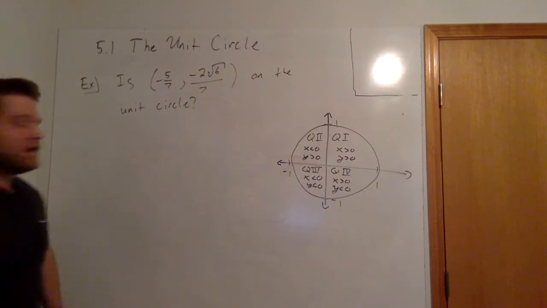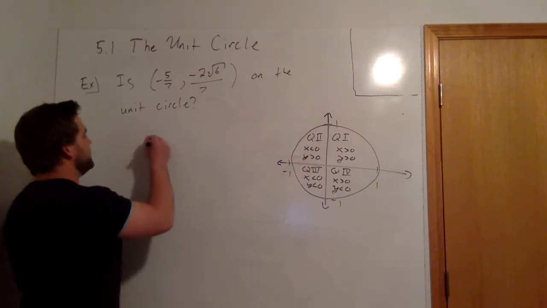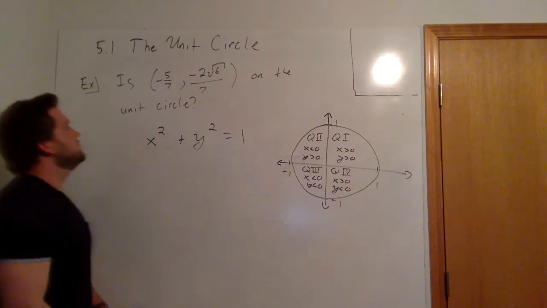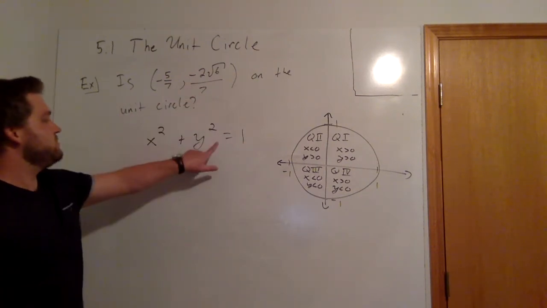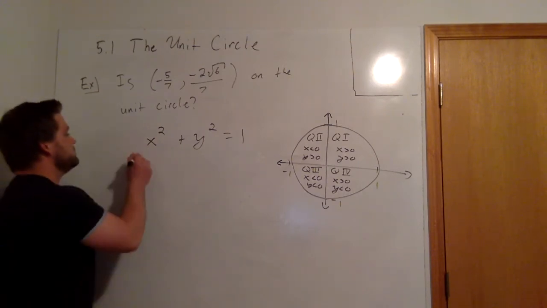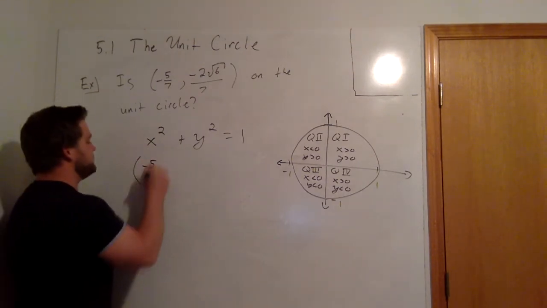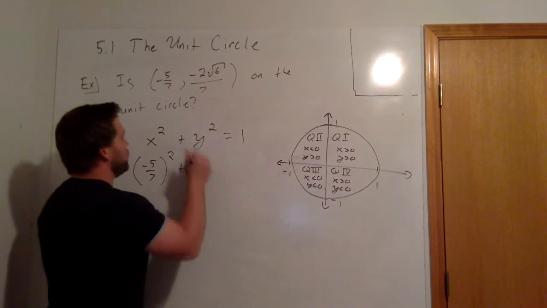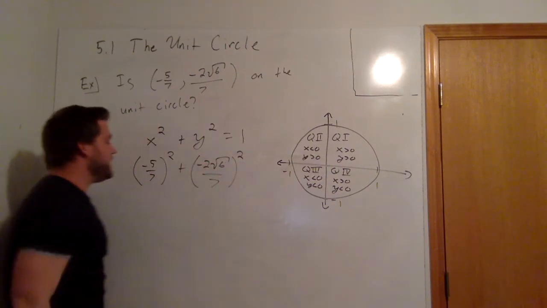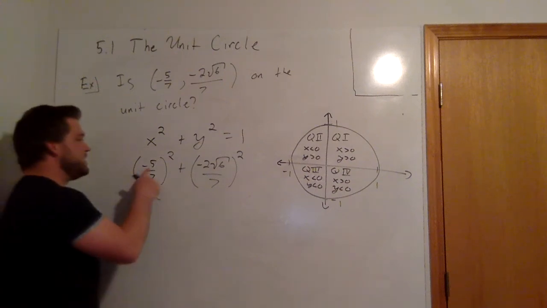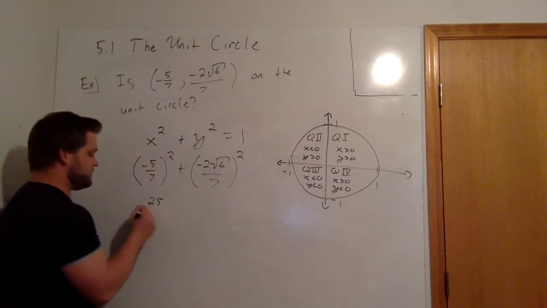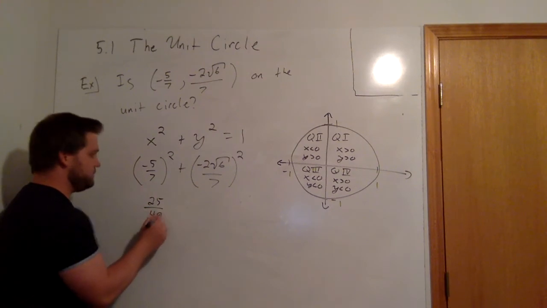To verify that this is on the unit circle, what must be true is that the x-coordinate squared plus the y-coordinate squared must be equal to 1. If this point satisfies this equation, then it'll be on the unit circle. So let's take the x-coordinate, -5/7, square that, plus the y-coordinate squared. Let's see what we get. Whenever we square a negative number, it becomes positive. If I square the 5, I get 25. Square the 7, I get 49.